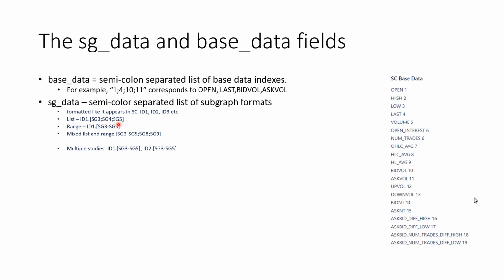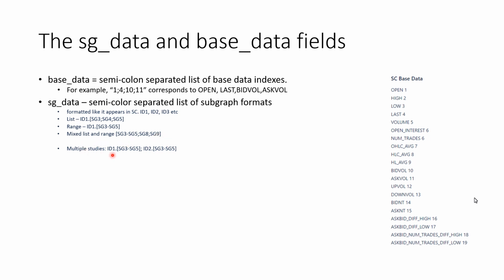Or I can do it as a list. I can do subgraph 3 to subgraph 5, so these two would be equivalent. I can also create a mixed list of ranges and lists together. I can do subgraph 3 through subgraph 5 and subgraph 8 and subgraph 9.